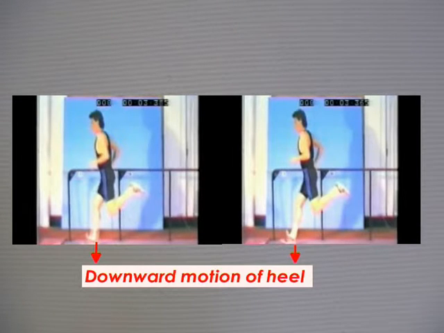The resultant downward motion of the heel of the foot pre-tensions the calf muscle, storing elastic potential energy for the mid-support phase of stance phase.